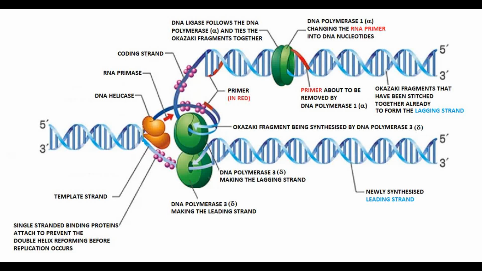This is needed as the next enzyme, DNA polymerase III, also known as DNA polymerase delta, can only align nucleotides onto an existing nucleotide, which is on the RNA primer.